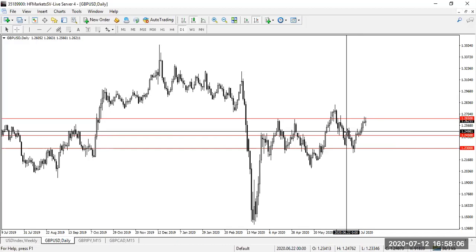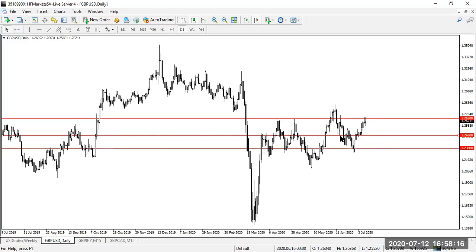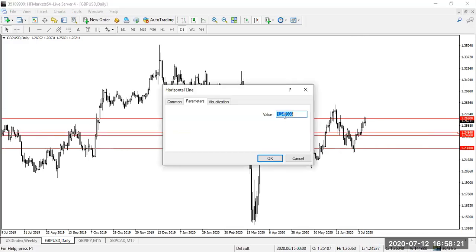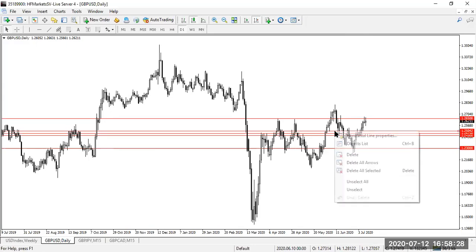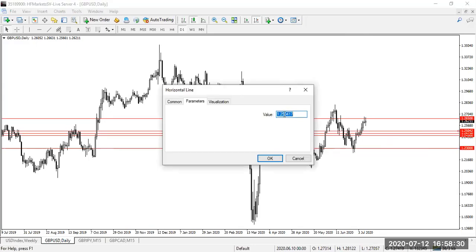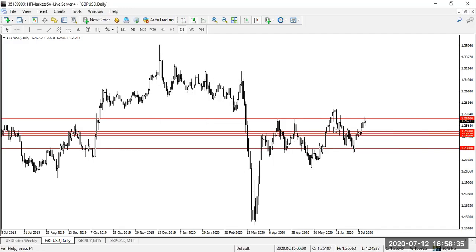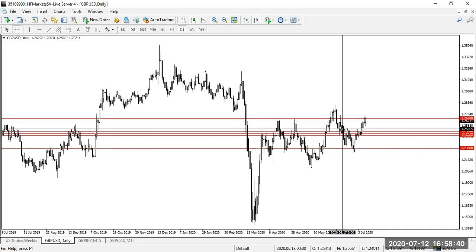Okay, let me see if there's another round number that can help us get a better entry. Here, this is 24.50. Let me throw in 24.75, and then 25. Let us see how these zones will help us. So these are areas where stops will be cleared. Definitely they cleared stops up to this area.